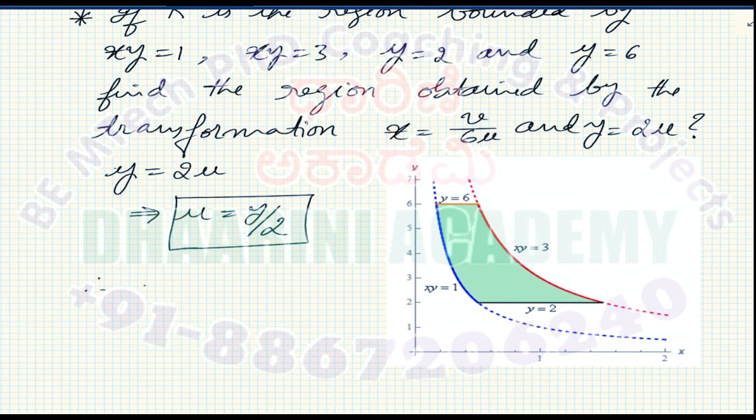So therefore, what is the range? y=2 implies u=1, and y=6 implies u=3. So I understood that u varies from 1 to 3. All right. My next equation, I should replace x as v/6u. Right, let's go to that part now.